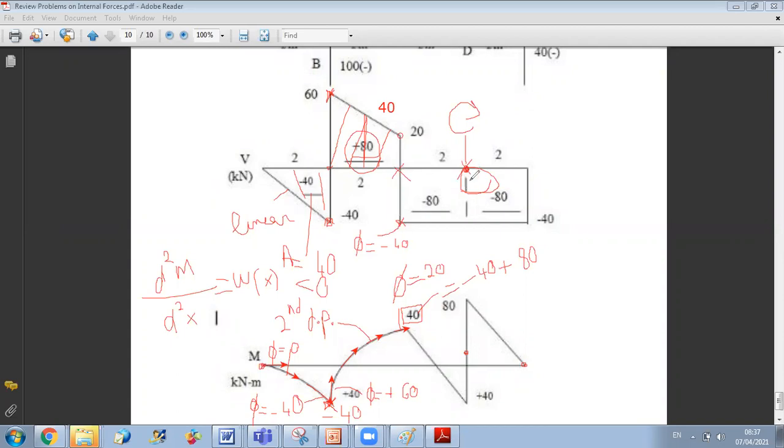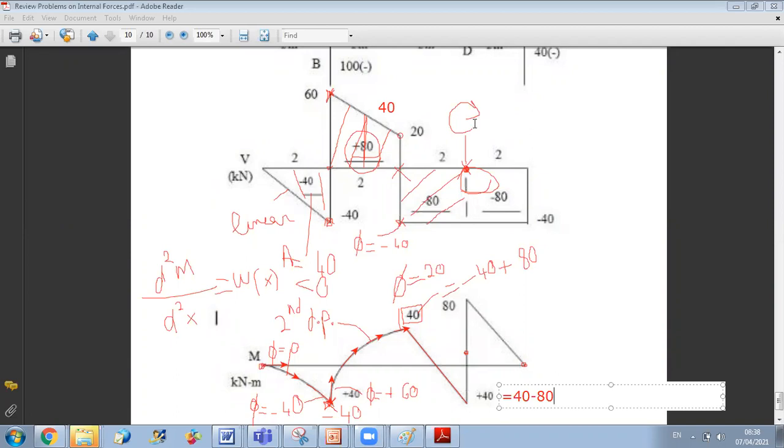From this point to this one, I have a linear variation of moment because V is constant. And since it's negative, M is decreasing. To know how much it's decreasing, I get the area of this part. The area of this part is 40 times 2, which is 80, and I do minus 80 because V is negative, so it's a decreasing moment. So now I have a linear decrease from plus 40 to minus 40, because this value here is equal to 40 minus 80. So I get minus 40.